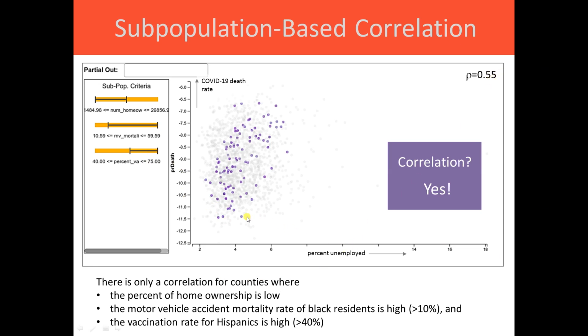Right? Percent unemployment is positively correlated with the COVID-19 death rate, but only for counties where the percent of home ownership is low, where the motor vehicle accident mortality rate of black residents is high, and the vaccination for Hispanics is high. Basically, this is just code. Actually, all 3 of them are code for urban places, right? They live in apartments. There's a lot of cultural diversity, and so they work in different kinds of jobs. There's a lot less social distancing.